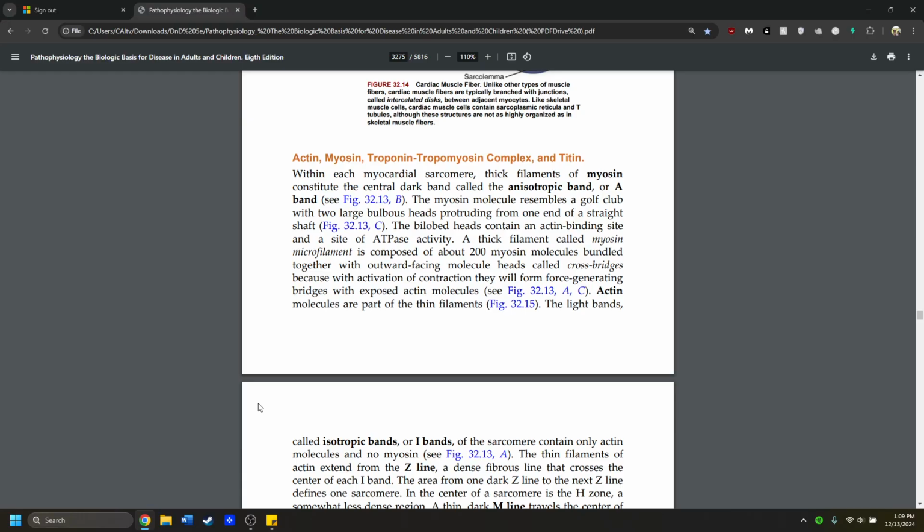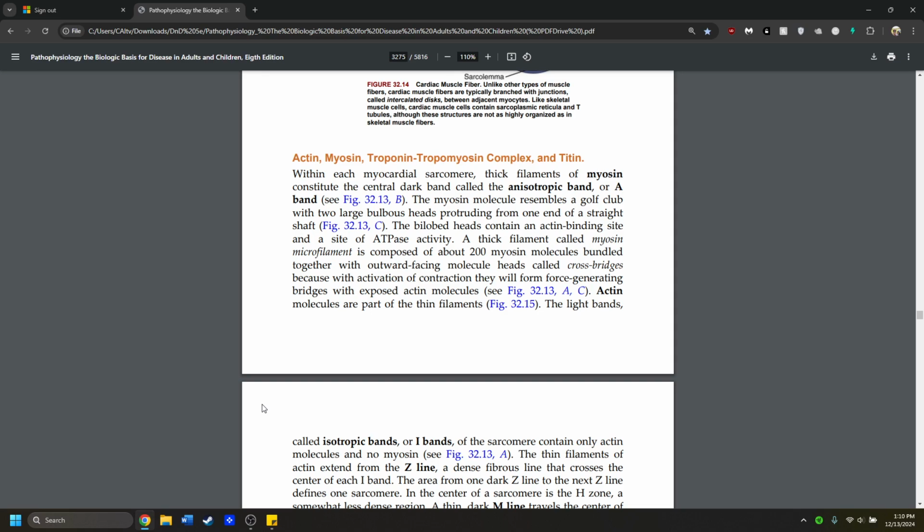The myosin molecule resembles a golf club with two large bulbous heads protruding from one end of a straight shaft. The bilobed heads contain an actin binding site and a site of ATPase activity. A thick filament called a myosin microfilament is composed of about 200 myosin molecules bundled together with outward-facing heads called cross bridges, because with activation by calcium, they will form force-generating bridges with exposed actin molecules.